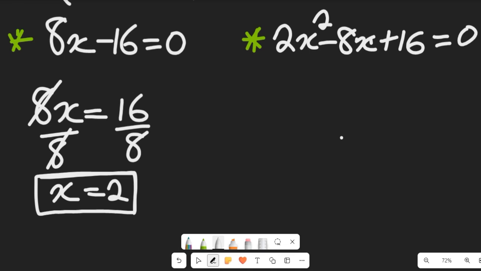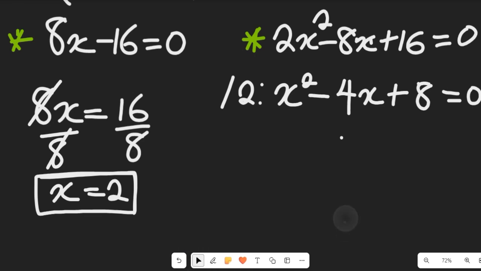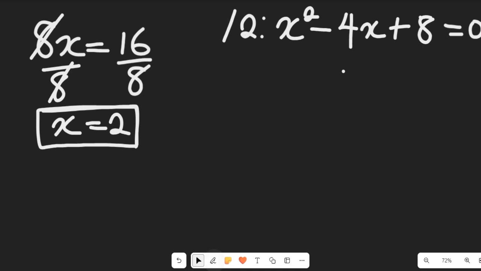So to simplify this, we are simply going to divide both sides by 2. If you divide both sides by 2, this will remain x squared minus 8 divided by 2 is 4x plus 16 divided by 2 is 8, and this will be equal to 0. Now, can we simplify using the factorization method? No, it isn't possible. Now, we're going to use the quadratic formula.